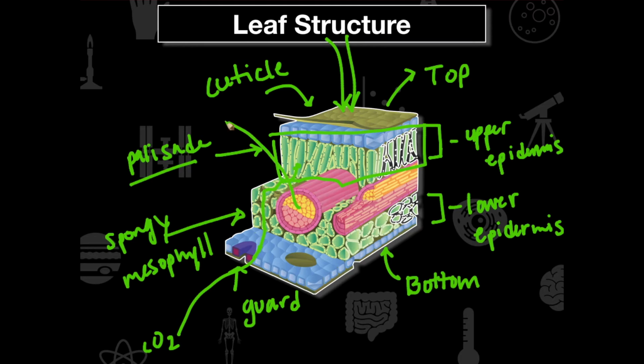Now over here, what we're going to see is our xylem and our phloem. These transport sugars and water. This is what we call our vascular bundle.